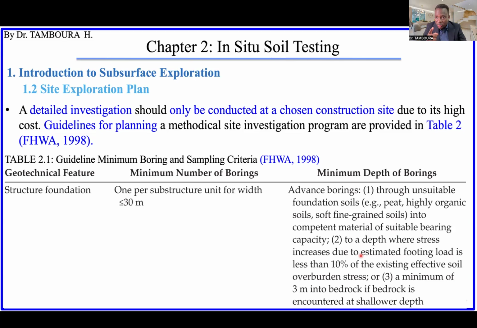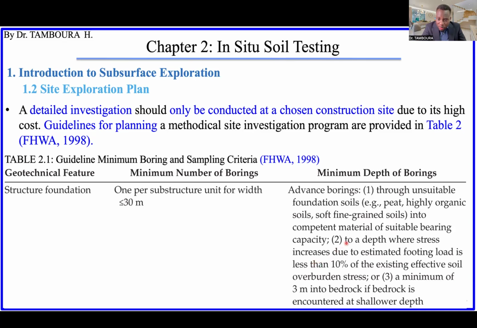Please be careful. I'm not talking about the effective stress. I'm talking about the stress that is caused by the foundation weight, the loading we are putting on the ground. So if you go deeper, the stress caused by the footing load is decreasing. At the surface of the footing, for example, it will be 100%. When you go 1 meter deeper, it will decrease.